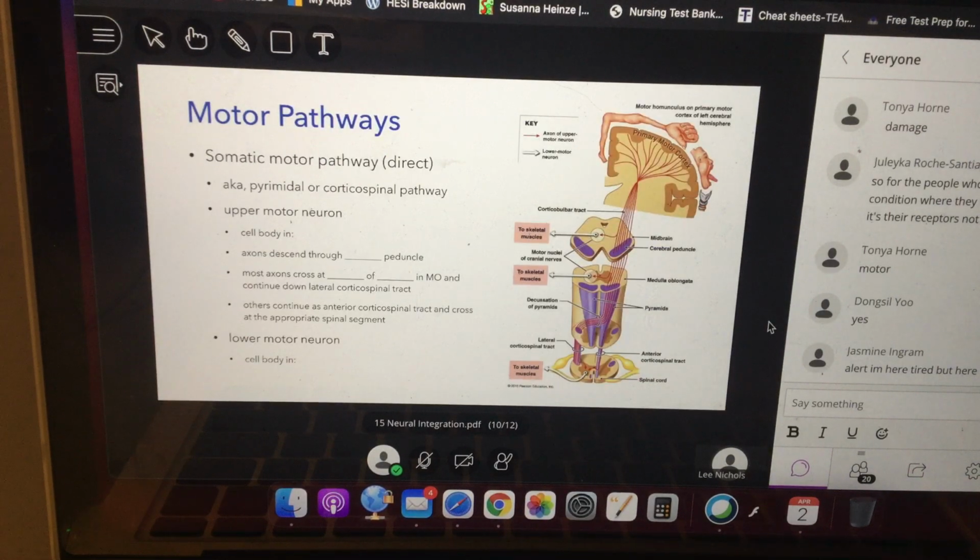And then finish up with the motor pathways, which we've kind of already talked a little bit about. There are two major motor pathways, the direct somatic motor pathway and the pyramidal pathway. The somatic motor pathway called the direct pathway is corticospinal pathway. No, not also known as.